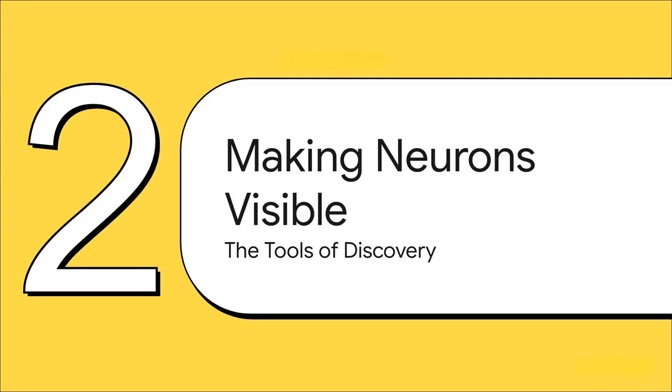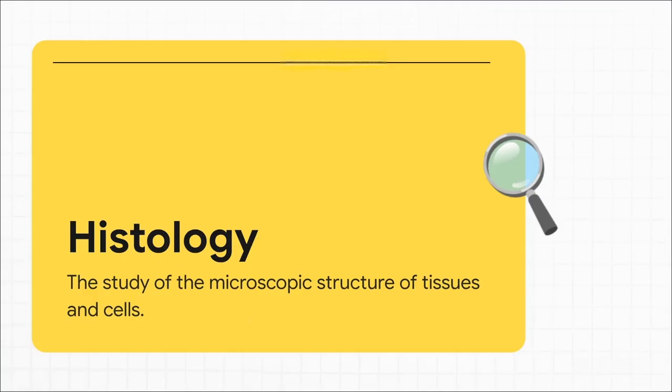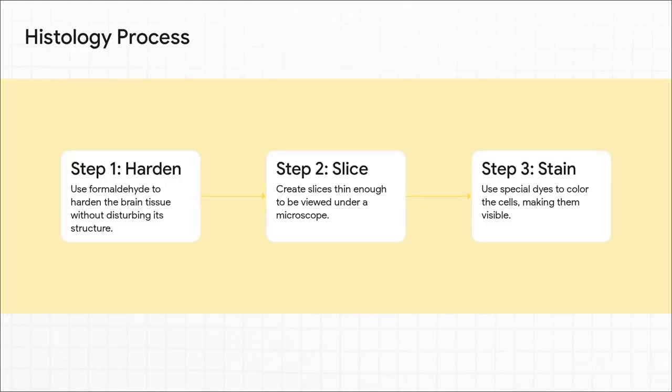Well, they had to invent a whole new toolkit, a really clever process that would finally make those invisible neurons visible. And that toolkit came from a field called histology. It's the study of the microscopic structure of tissues, and it gave scientists the keys to unlock the brain. The histologists were really the detectives on this case. They came up with this brilliant three-step process. First, to solve the jello problem, they figured out how to harden the tissue using formaldehyde. That let them make incredibly thin slices.